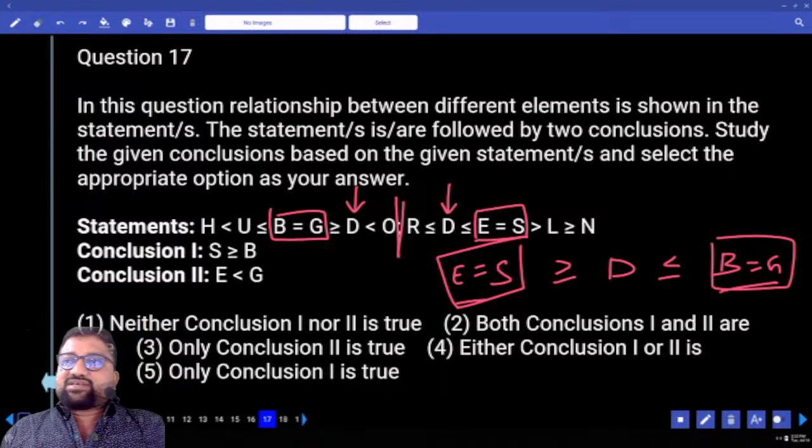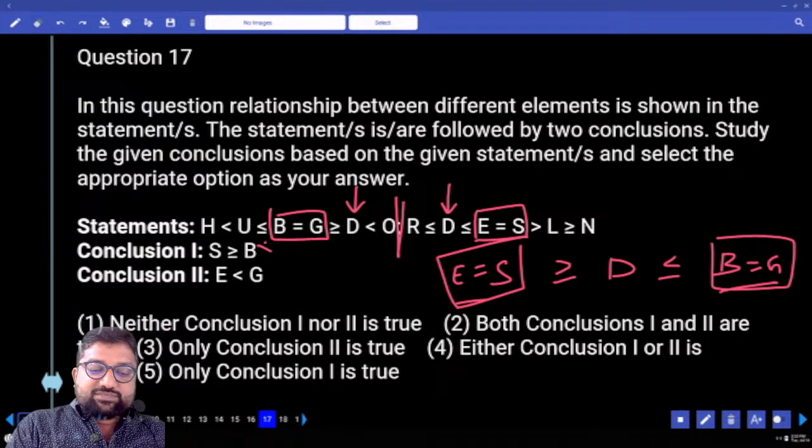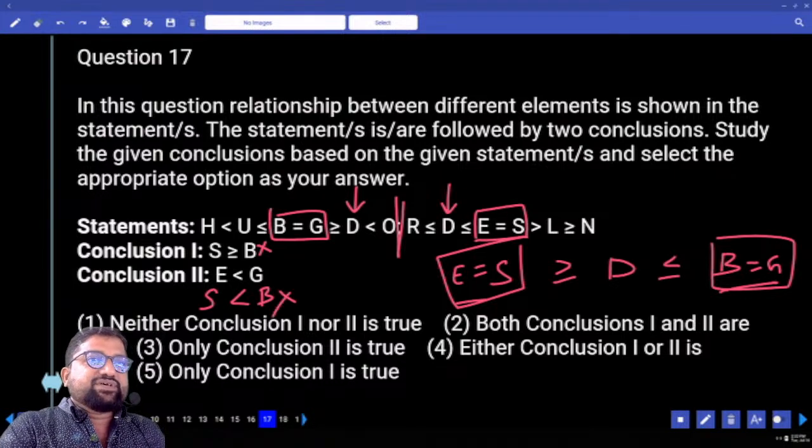This is not my answer. Whenever you have opposite symbols, what is your answer? Cannot be determined. Now look at this. He is giving us E and G. E can be written as S, G can be written as B. Whenever you have opposite symbols, it is cannot be determined.